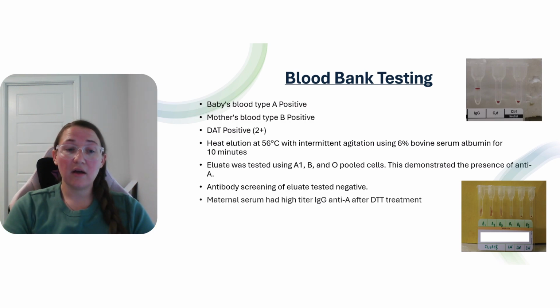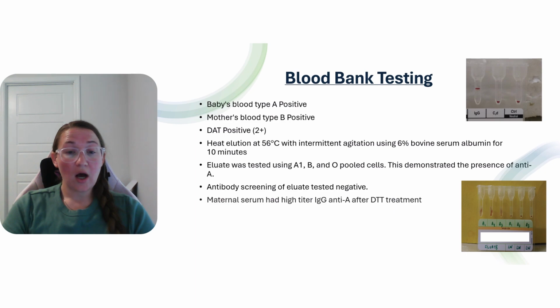We then tested the eluate also in an antibody screen to just make sure we don't have another type of antibody, like an alloantibody or an Rh antibody, which wouldn't have made sense with the mother's blood type. But after that testing, it came out negative. So this is a clear indication that we are only looking at an ABO incompatibility in this case.